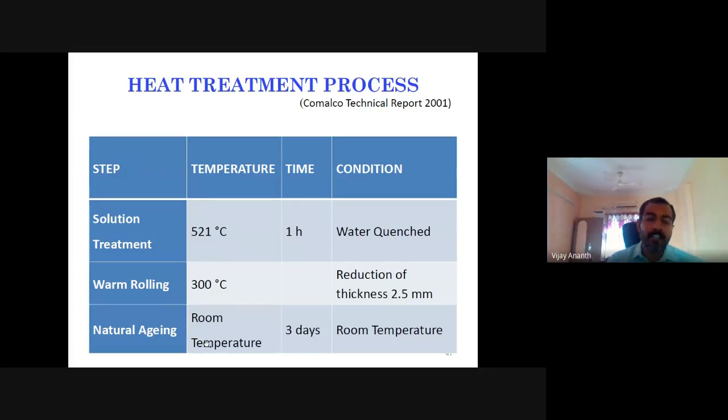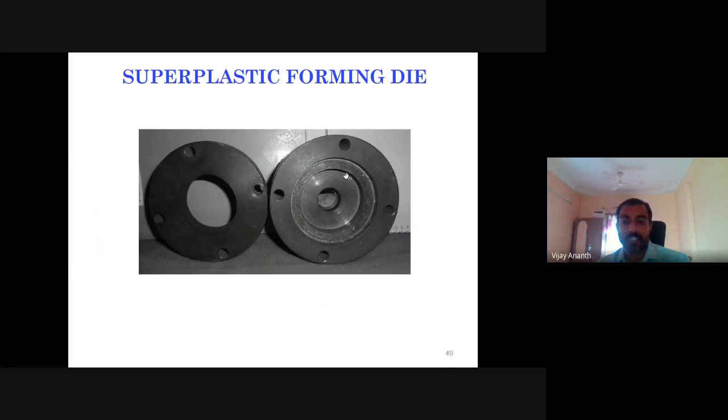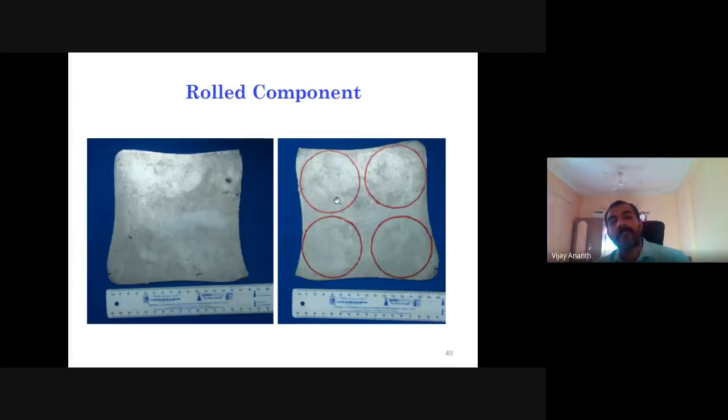Then we are doing natural aging for 3 days. After that, this is a rolled component. The rolled components are circularly cut as required for our die shape. So these circular shapes are cut from this rolled component.